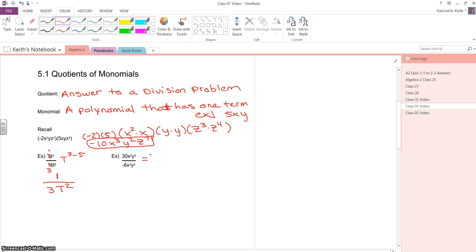Another example here, 30 divided by -6. You can break it up: 30 divided by -6, then you have x squared over x to the third and y to the third over y squared. 30 divided by -6 is -5. X squared over x to the third, so 2 minus 3 is -1, and since the 3 is the bigger number on the bottom, the x is going to go on the bottom of the fraction. And in this case, 3 minus 2 gives you 1, and since the bigger number is on the top of the fraction, the y is going to go on the top.